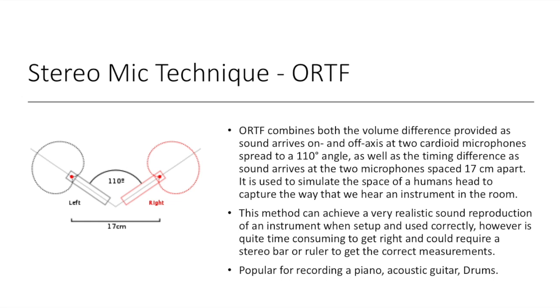Then we have ORTF. An ORTF combines both the volume differences provided in sound arrivals on and off axis at the two cardioid microphones spread to a 110 degree angle, as well as the timing differences as the sound arrives at the two microphones spaced 17 centimeters apart. It is used to simulate the space of human heads to capture the way that we hear instruments naturally in a room. This method can achieve a very realistic sound reproduction of an instrument when set up and used correctly.